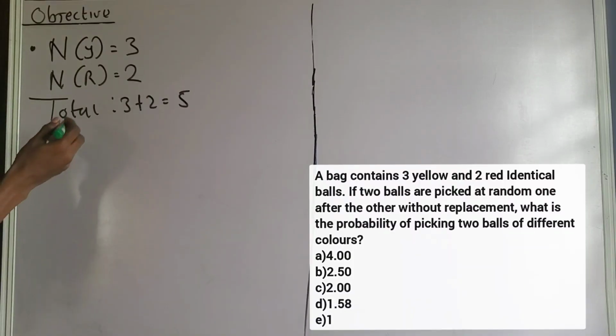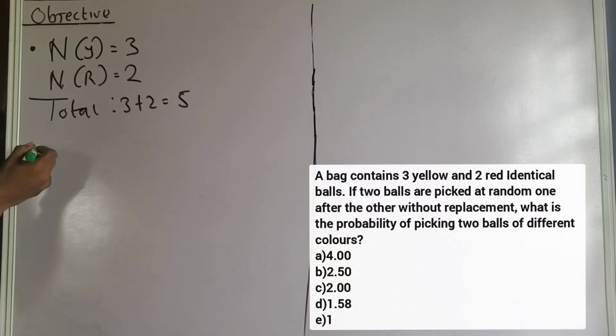The total number of balls present in the bag is 5. Do you understand? So we want to calculate the probability of picking a yellow ball first, followed by a red ball. Are you getting it? So let us calculate the probability of yellow first.